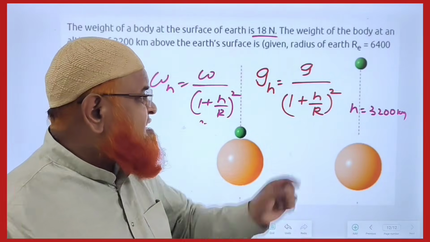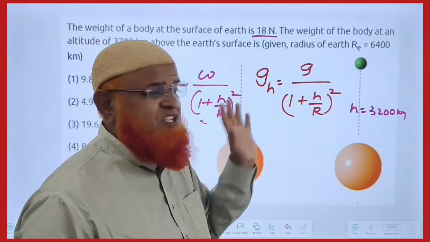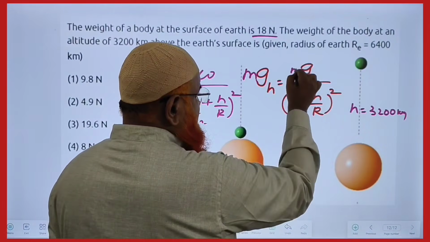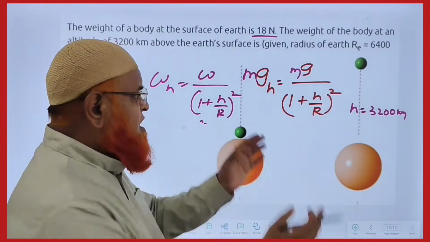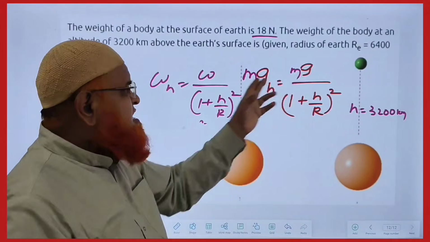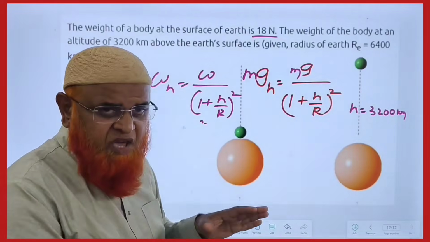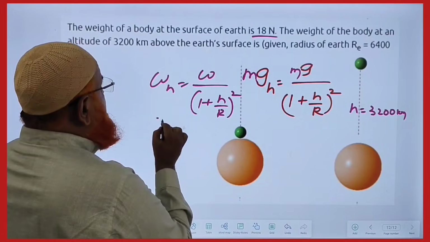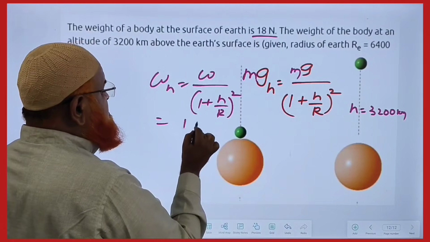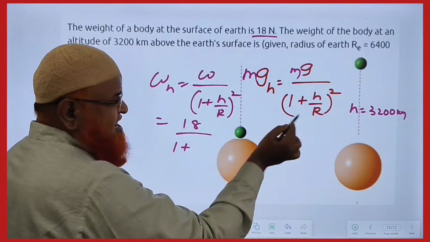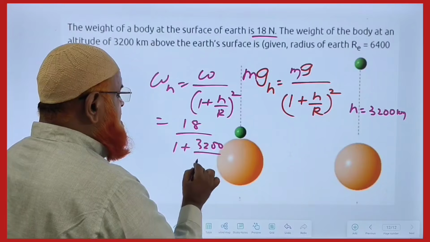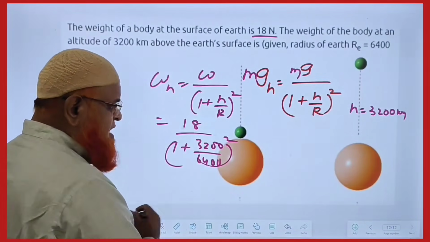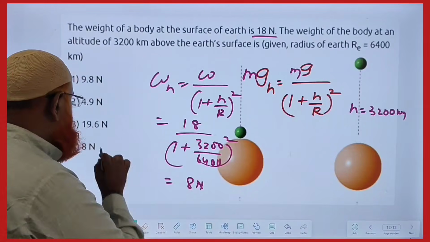For that, a simple method: you already know g_h is equal to g by (1 plus h by R) whole square. Simply multiply on both sides with mass. Then mg becomes weight, so m g_h becomes weight at a certain height, and mg becomes W. The remaining things are the same. Just substitute the values. Weight at a certain height is 18 divided by (1 plus h by R) whole square, where h is 3200 and the radius of the Earth is 6400. If you solve directly, you get 8 newtons.